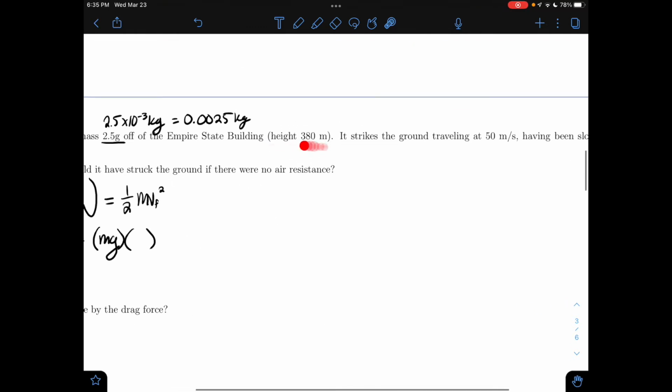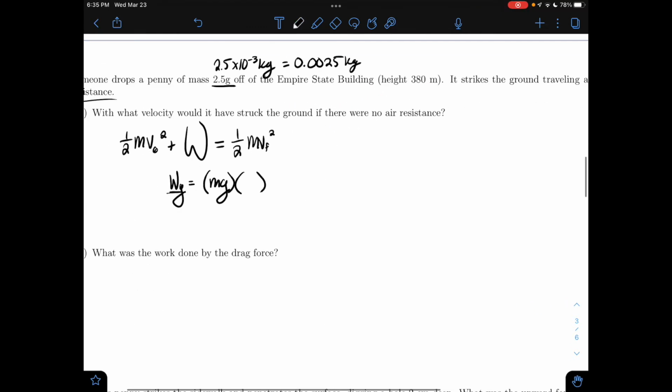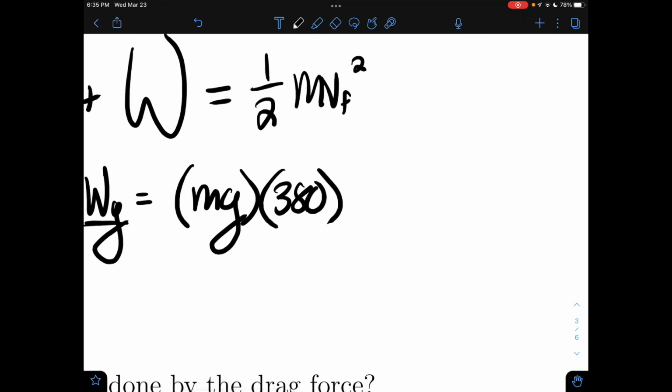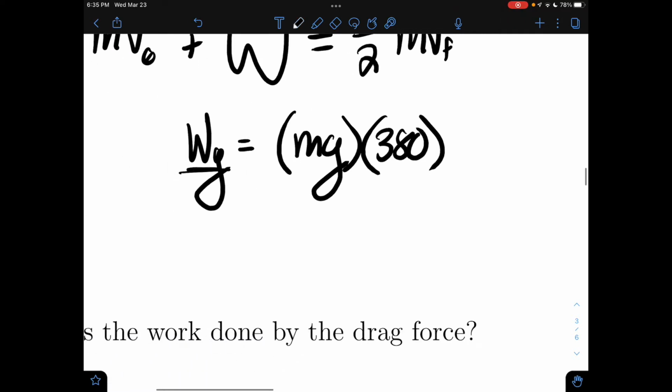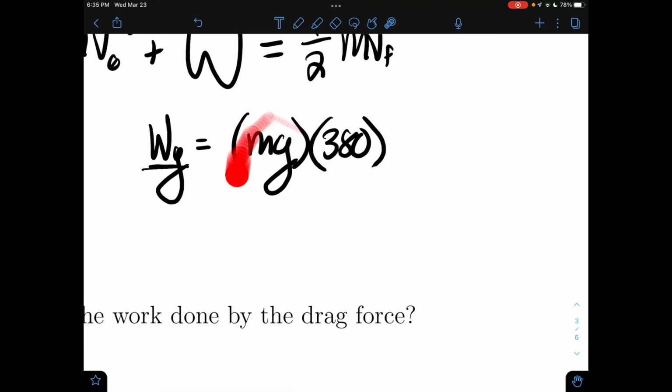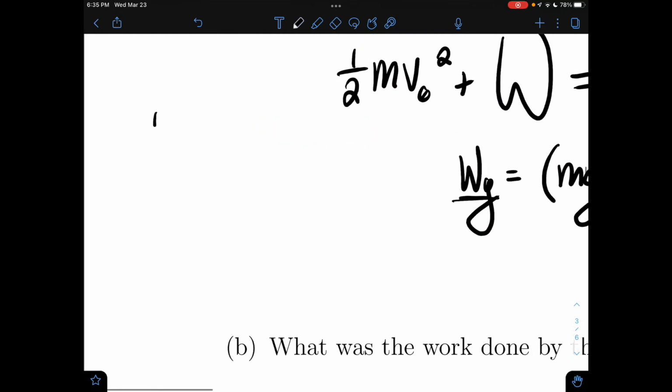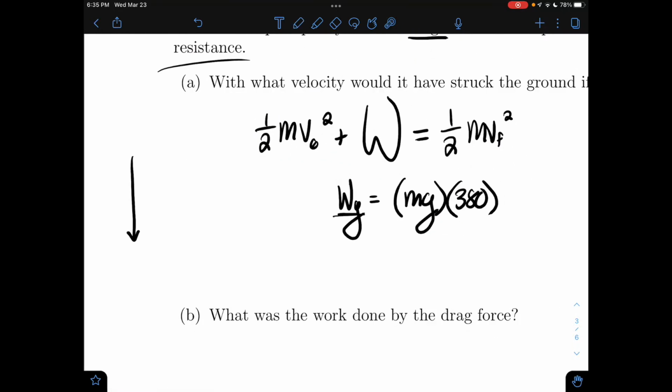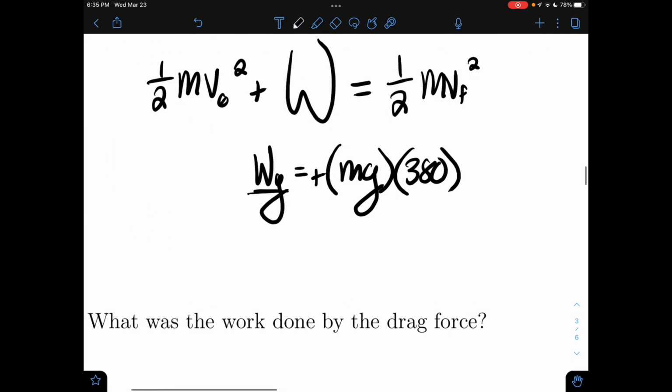We drop it off the Empire State Building, it hits the ground 380 meters later, right? So that's our force times our distance. Now I just plugged these numbers in, but now I'm going to actually think real quick about whether this is a positive or negative work. Right? So we know our force from gravity is pulling the penny down, right? And the penny's also falling down, right? So we have our two vectors going in the same direction, which means this is a positive work.